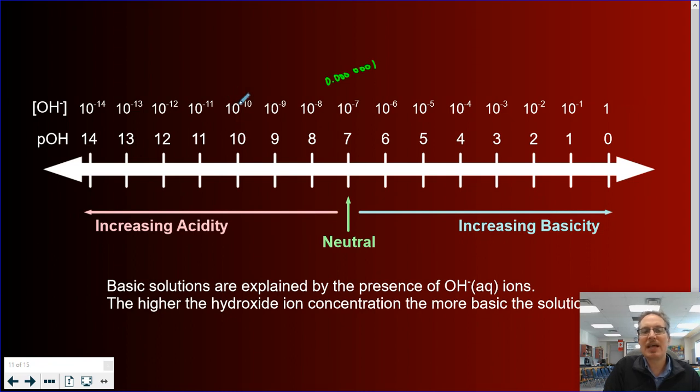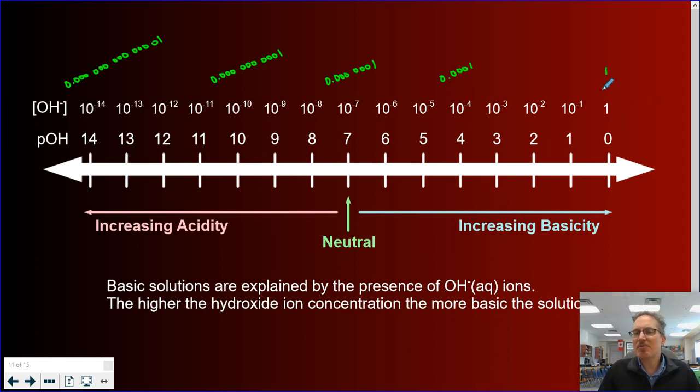Again, a pOH of 10, or 10 to the negative 10 concentration, will be 0.0000000001. And a pOH of 14, which is a hydroxide ion concentration of 10 to the negative 14, is 0.00000000000001. A pOH of 4 would be 0.0001, and of course, a pOH of 0 has a concentration of 1 hydroxide.